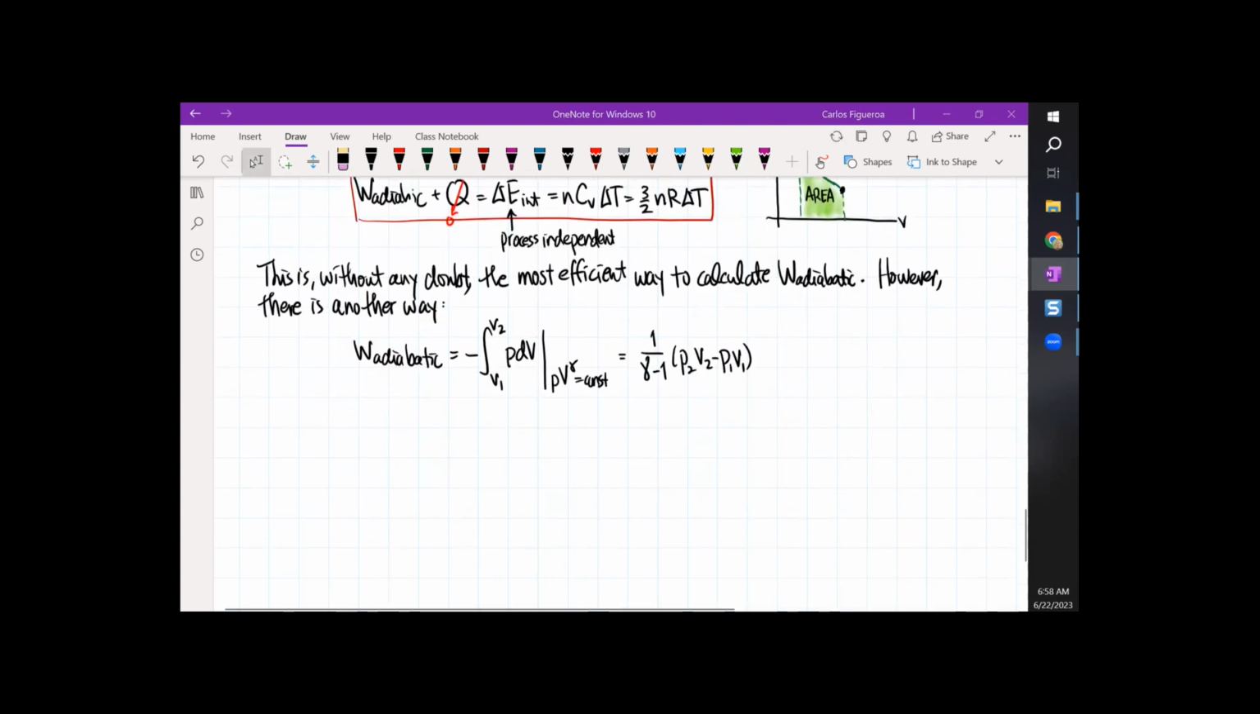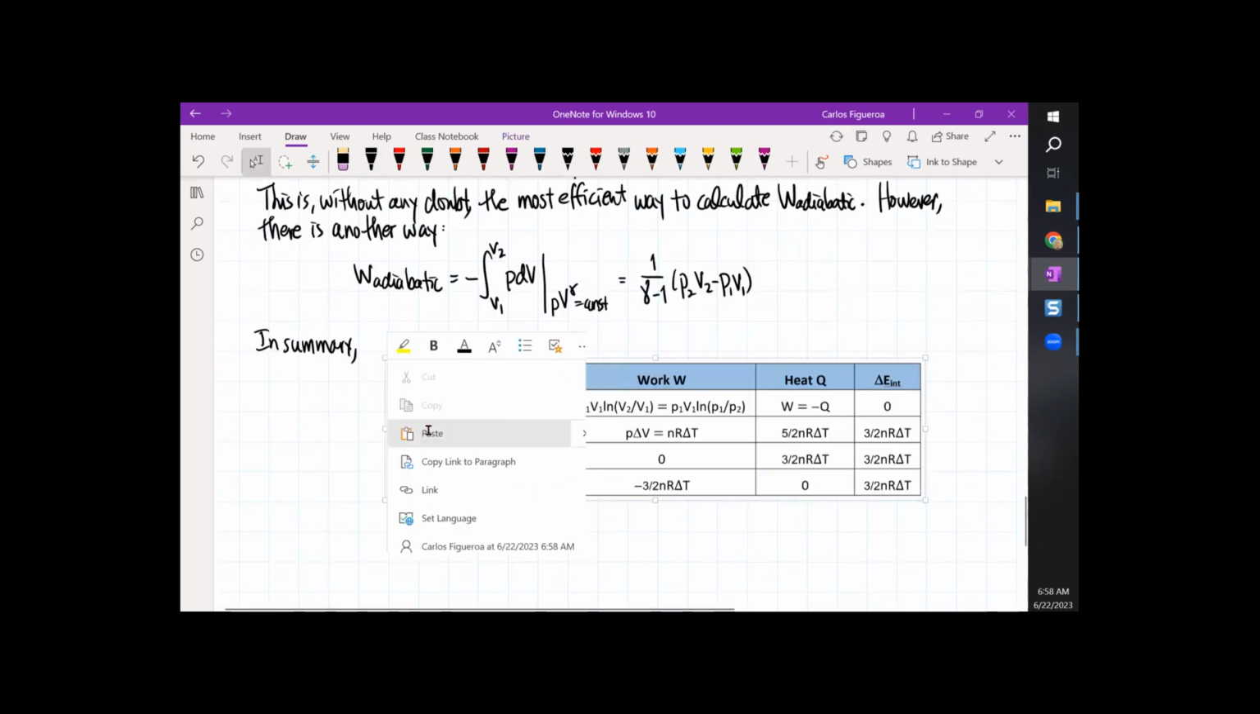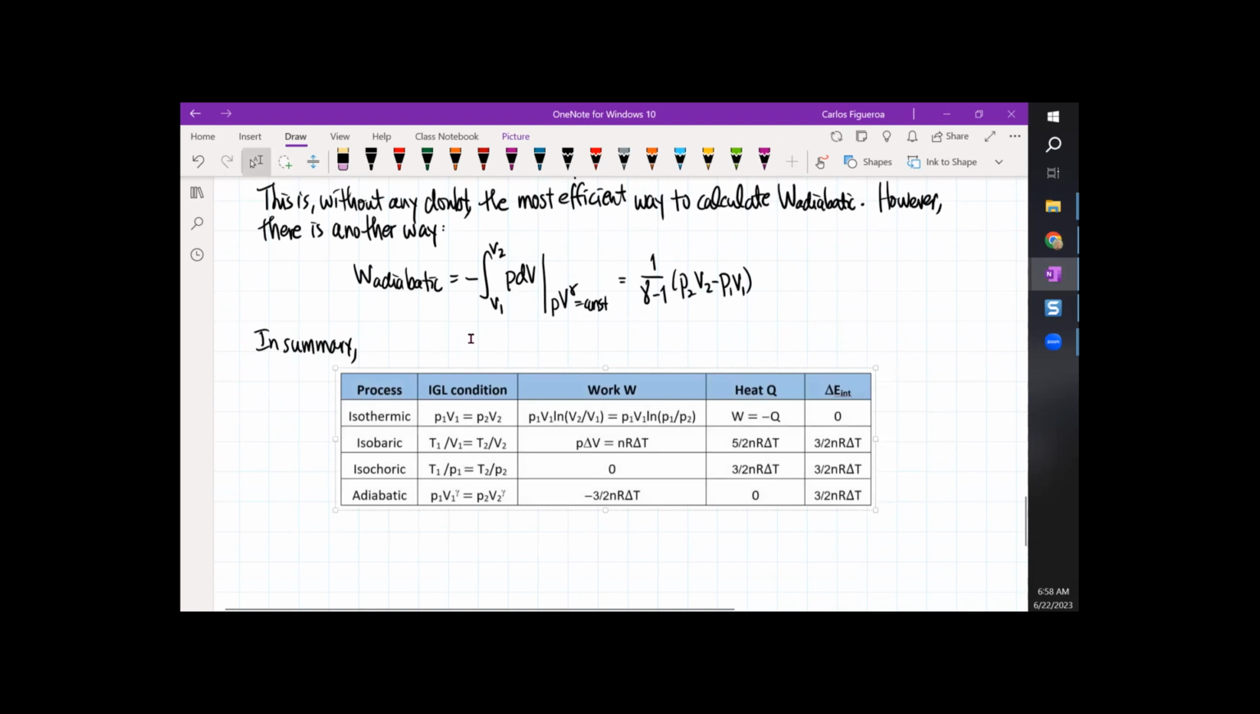So now we have everything. In summary, we now have our table. I've included adiabatic processes, and you could see that we've got everything going on here. And again, I dropped minus signs. There should be a minus sign here, minus sign here, minus sign there, and minus sign there.